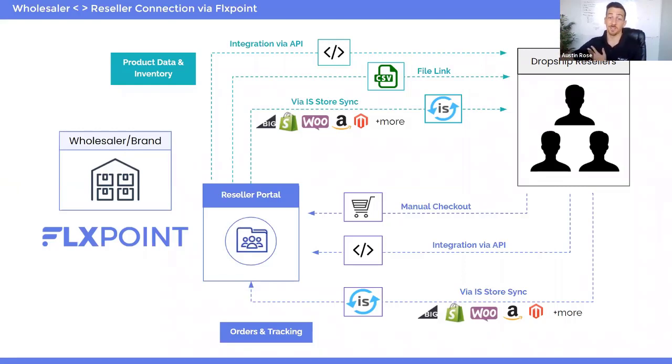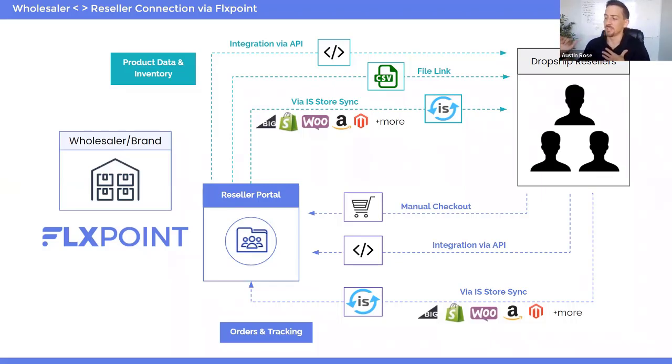So it's an http.csv file to all of the products that they have access to, that I've given them access to. And then lastly, which again is going to automate the dropship resellers' processes themselves, is through Inventory Source and the integration that they bought. So three very seamless ways for anybody to get integrated to me as a wholesaler on Flxpoint.